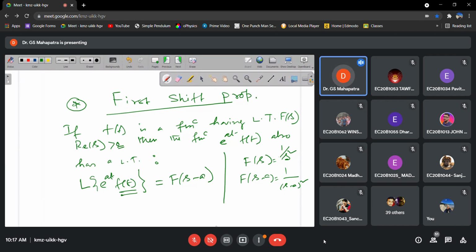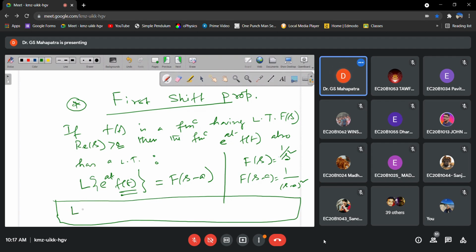Okay, so now I will consider some examples. Before that, what is the short form of this? You can note it like that only, it will be easy for you to memorize. The Laplace transform of e to the power at f of t, what will be the answer? You know the Laplace transform f of s; you just replace s by s minus a.